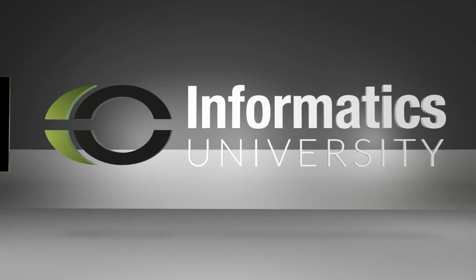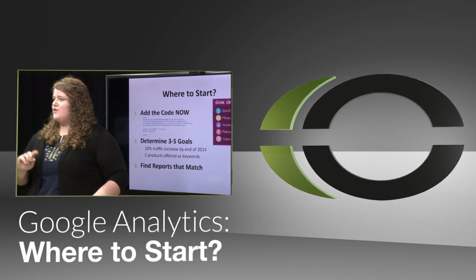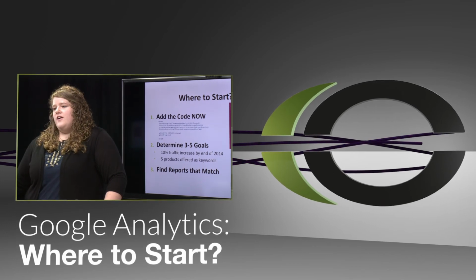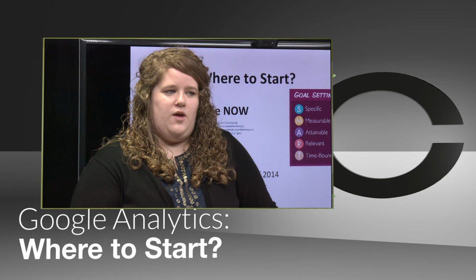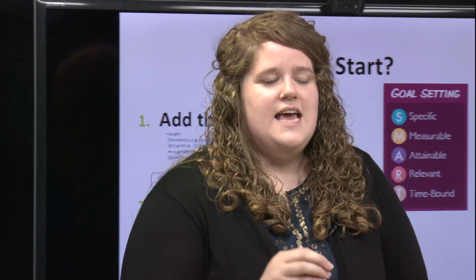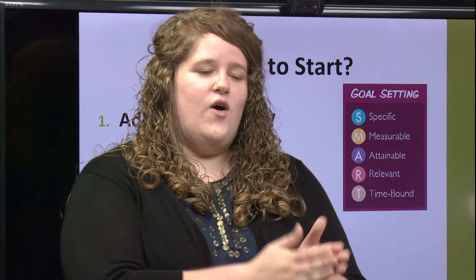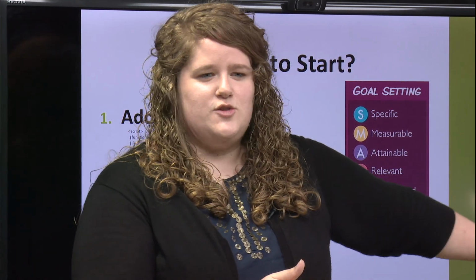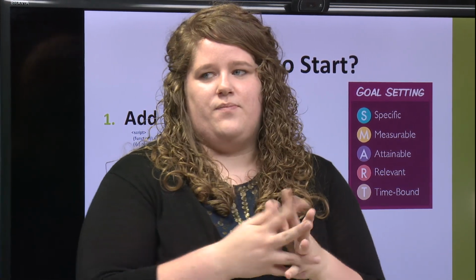If your head's kind of spinning, you say, where do I start? Here's three very, very simple rules. The first one is add the code. Even if you're trying to figure out how to use it, how to best fit it, add the code anyway. The reason is that you're not going to gain any historical data. Once you add the code, that's when you'll start getting data. So you won't have anything for the last year, 10 years, whatever. Once you add the code, you'll actually start collecting data.